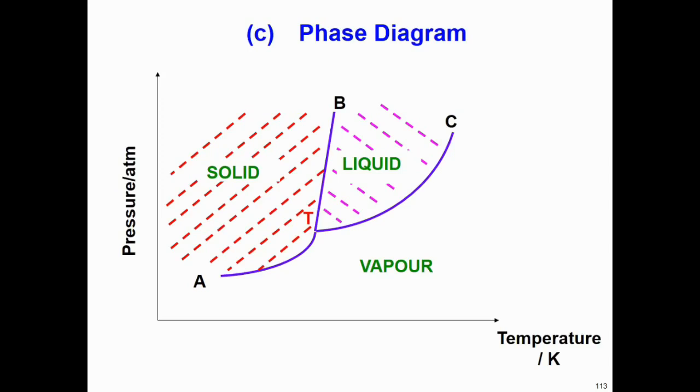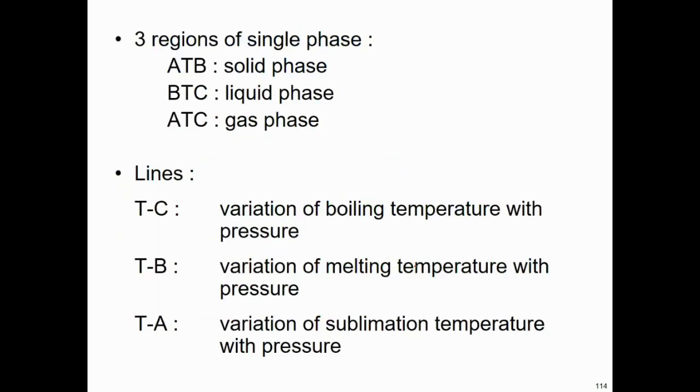Now let's look at vapor. On the lower part of the phase diagram, substances have a tendency to become vapor because at low pressure and high temperature, the arrangement of particles of any substance will be further from one another. Therefore, they have a tendency to become vapor. These are the three regions of a single phase. So region ATB is the solid phase, region BTC is the liquid phase, and region ATC is the gas phase.